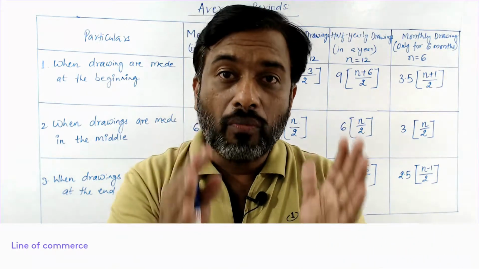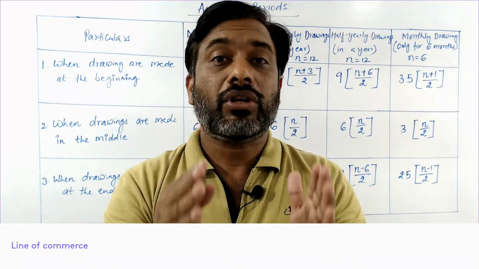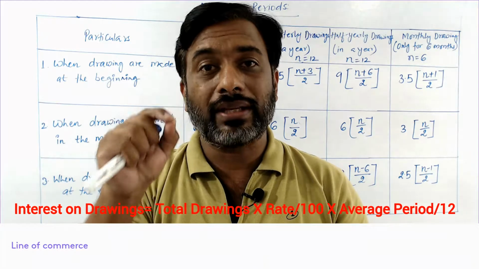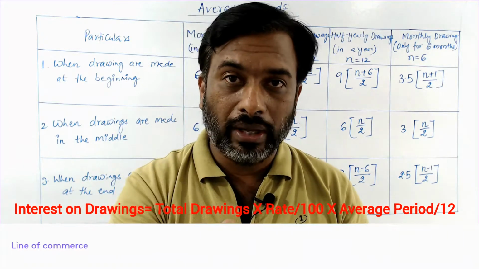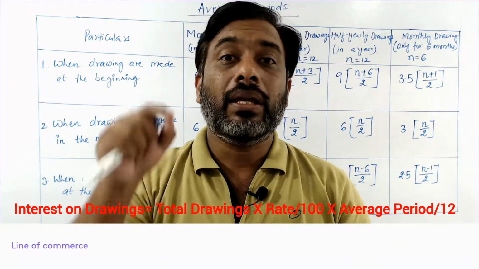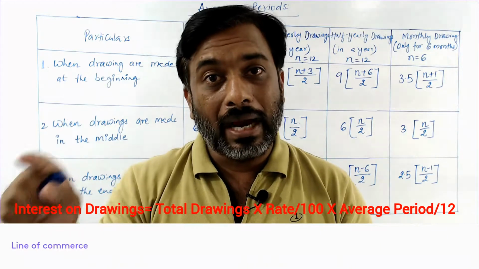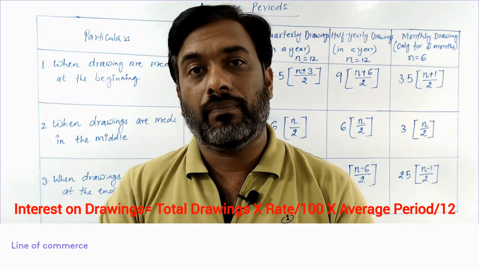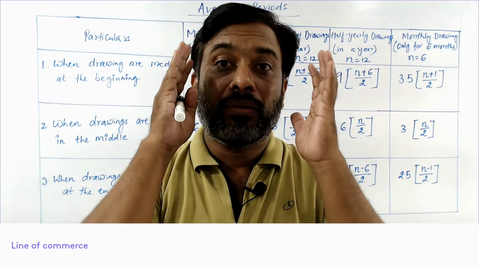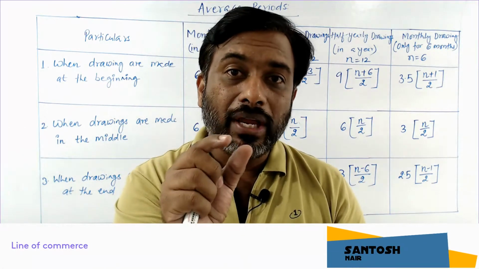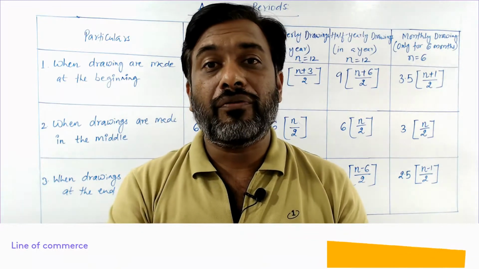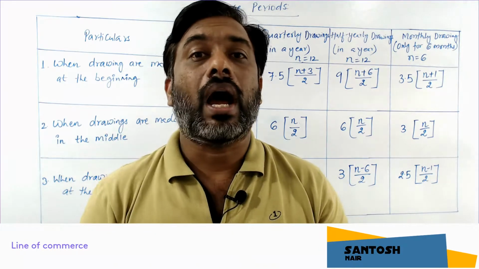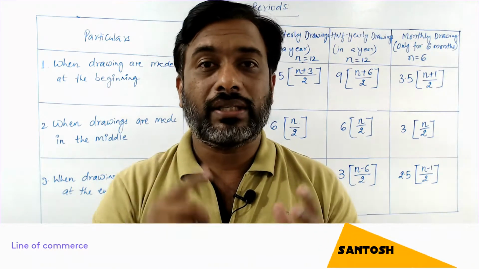Now the formula for calculating interest on drawings using the average period method is: interest on drawings is equal to total drawings multiplied by interest rate multiplied by average period divided by 12. That's the formula. Now the average period will be different for each situation. Let us see what the average periods are for each situation.